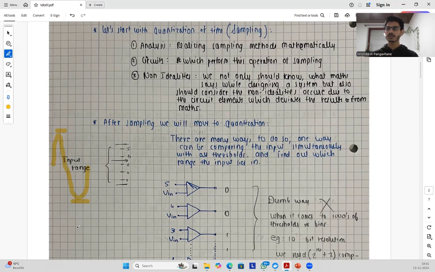So it's continuous. But then what we do is, if we decide that let's take a resolution of 2 to the power 2.